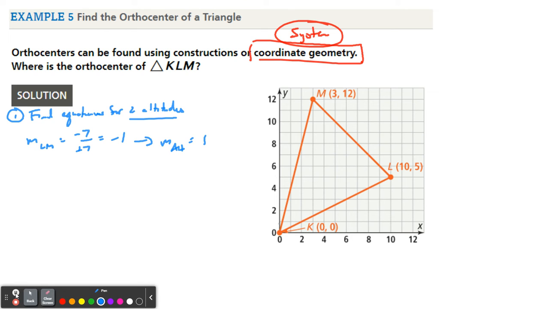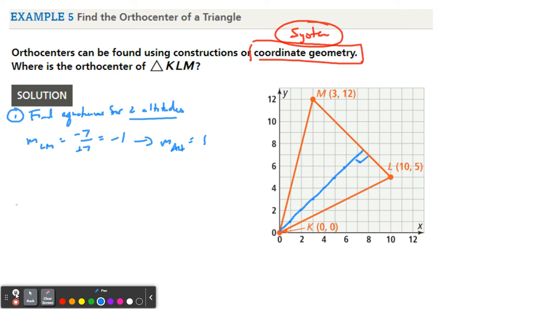If you go from K, go up 1, right 1, up 1, right 1, up 1, right 1, up 1, right 1, up 1, right 1, right? This is going to be the altitude we're going to find the equation of. And that should be a perpendicular. All right, so let's find that equation.